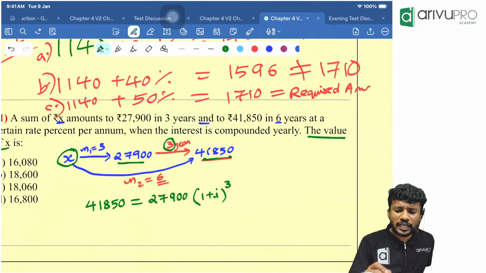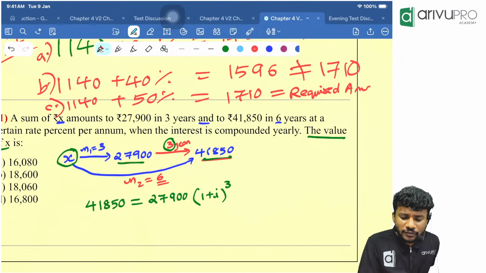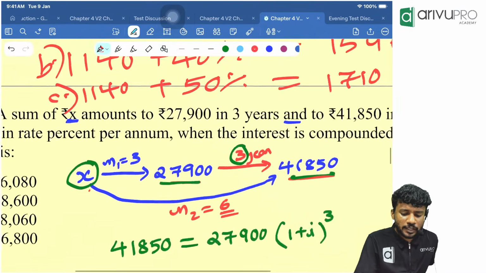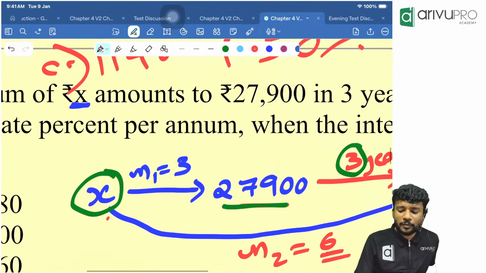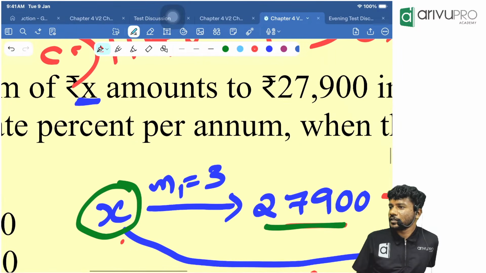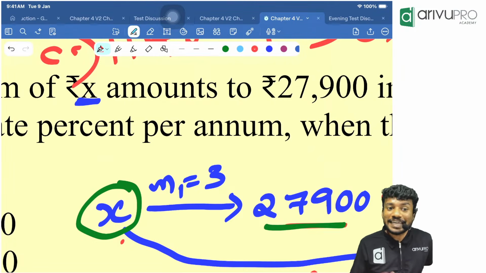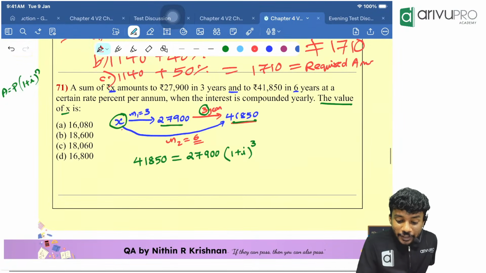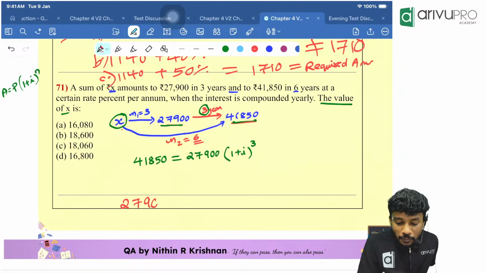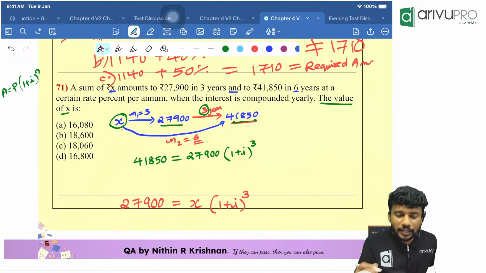What do you want to find? We want to find the value of X. If I zoom in here, who is the amount? Who is the principal? X is the principal. 27900 is my amount. So can I write 27900 is equal to x into 1 plus I the whole power. How much is the power? 3.